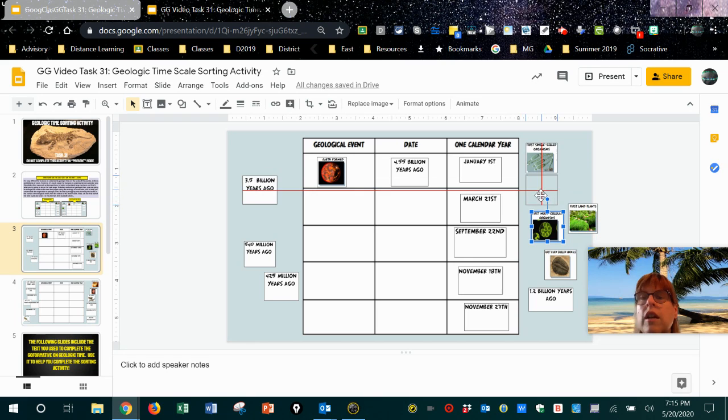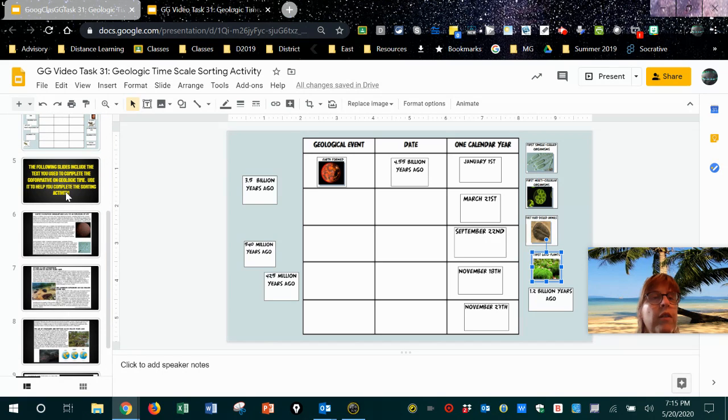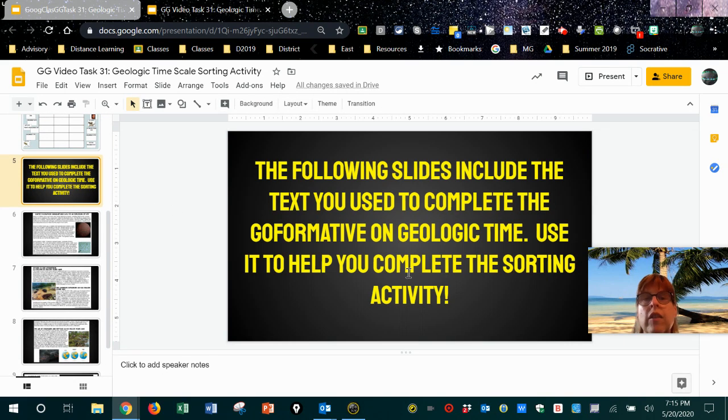So I'm thinking the order of complexity is something like this, which would probably be the order of the geologic event. But I'm going to check my work. So if you go down here, it says the following slides include the text you use to complete the Go formative in geologic time. Use it to help you complete the sorting activity.